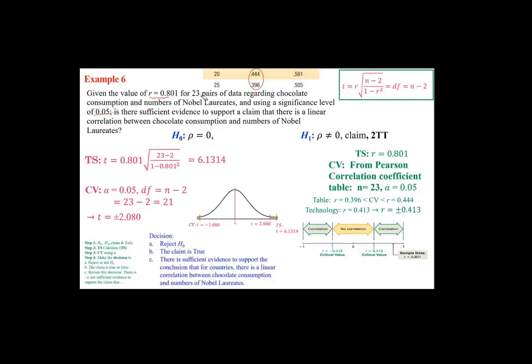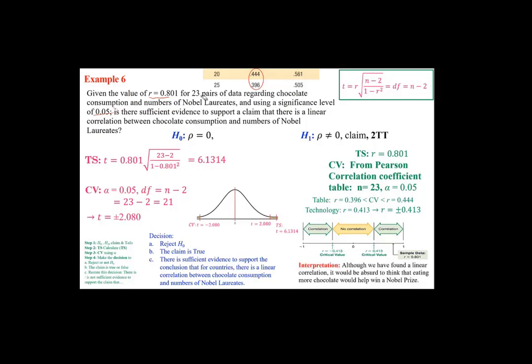You make a decision, you're going to reject H0. Therefore, the claim becomes true, and there is sufficient evidence to support the conclusion that there is a correlation. So, for countries, there is a linear correlation between chocolate consumption and numbers of Nobel laureates. That is referring to the type of data we were dealing with.